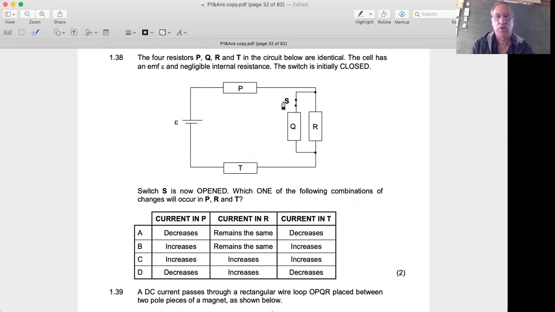So when you open that switch, let's work it out. There's more current in 2 resistors in parallel. So the moment you open that switch, you're going to get less current through all of them. You're going to get less current because as you open it, you're going to get more resistance. So let's just have a look at current.